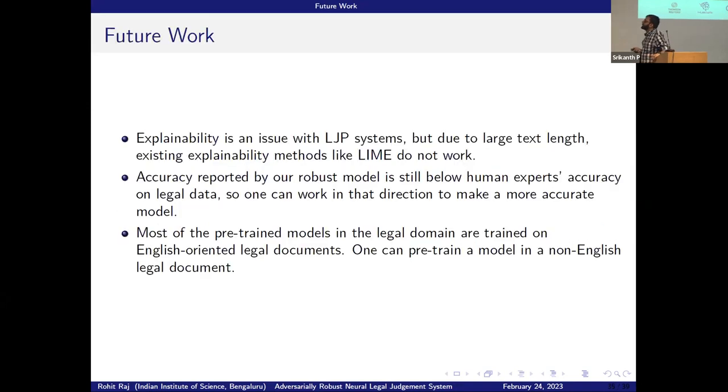For future work, we suggest that some explainability should be added to the legal judgment prediction task. But as of now, LIME and other methods are not good for explainability on large-length documents. The accuracy reported by us is also still not good. There is a big difference between expert-level accuracy and our accuracy, so there should be some work done in that direction also. Most of the work done till now is on English-oriented datasets, so there should be some work on non-English datasets also.